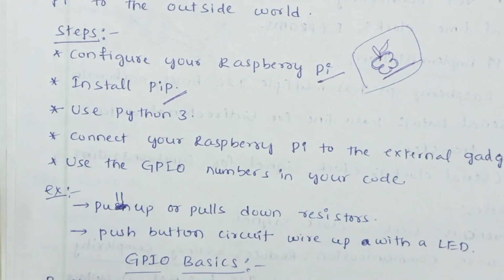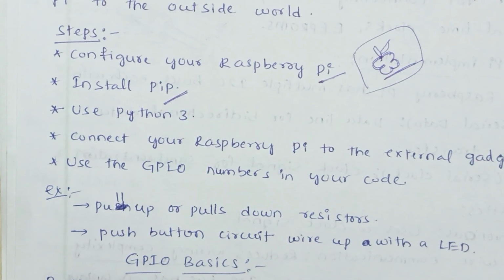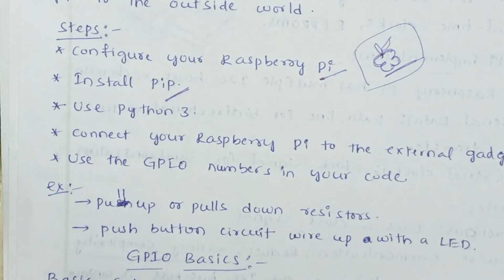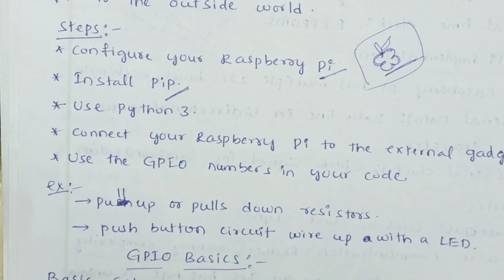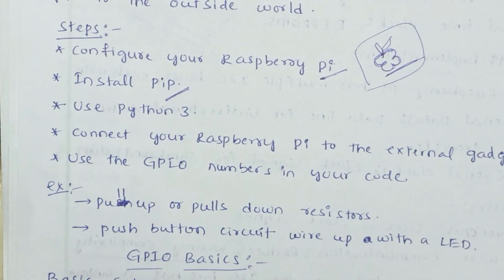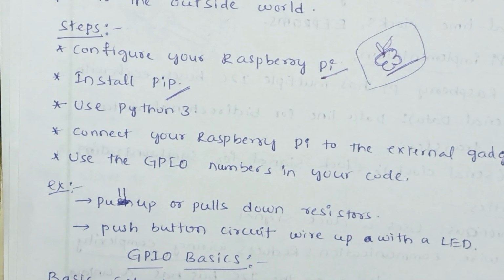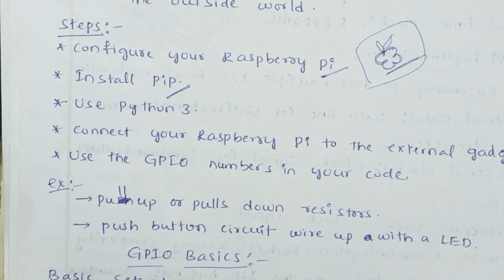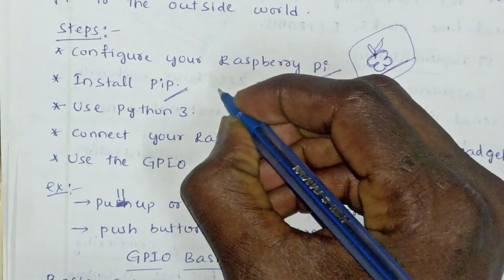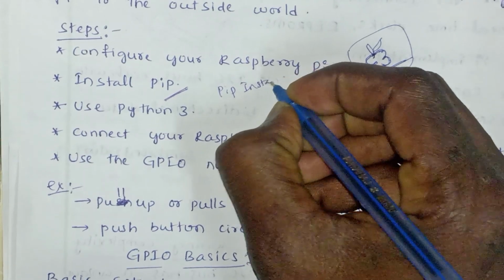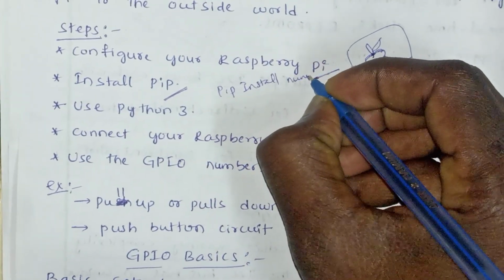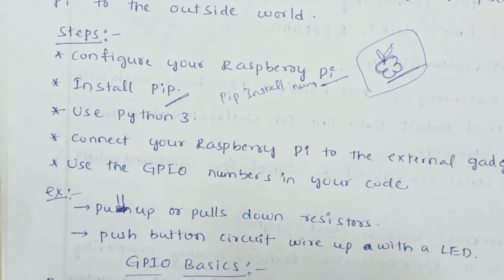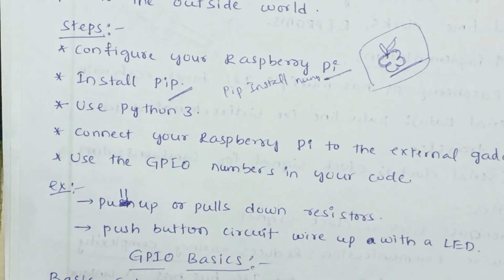Next, install pip. If you want any libraries in Python, we have libraries, right? If we want any libraries for using Raspberry Pi implementations with external gadgets, we need some libraries like NumPy, Pandas and all. There are so many libraries. By using pip we can install so many libraries directly. Pip install some library name, for example NumPy, then automatically it will install and directly it will be accessible. That is the next step of Python programming with Raspberry Pi.